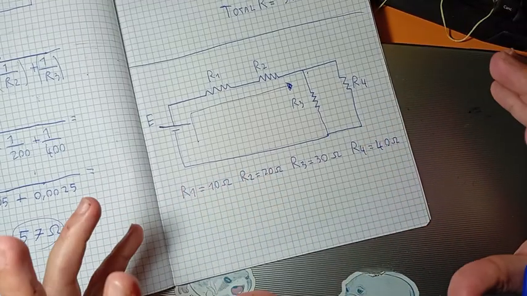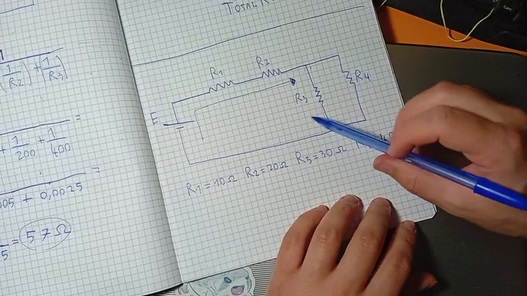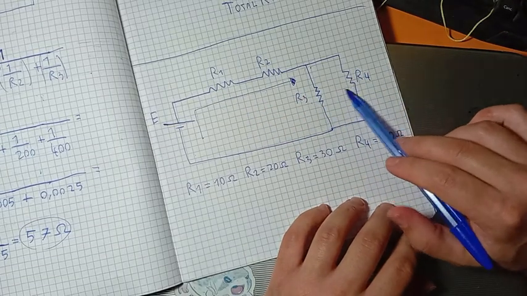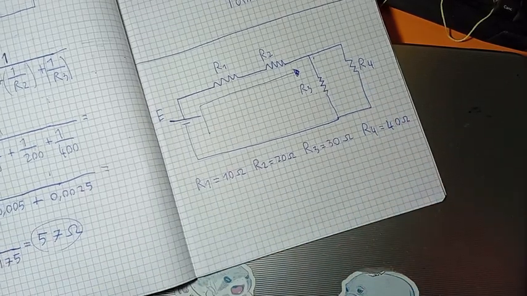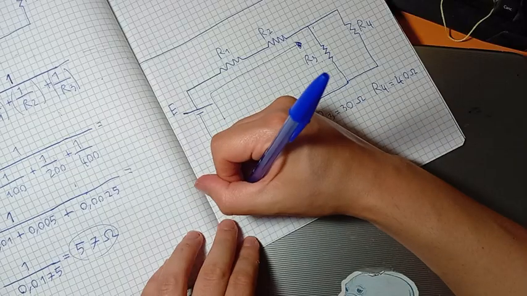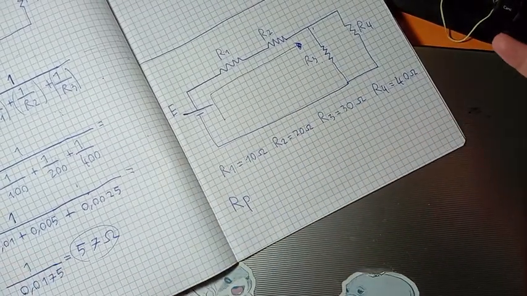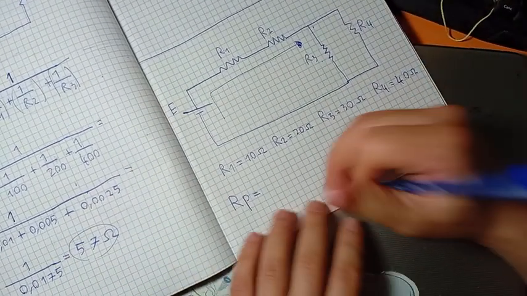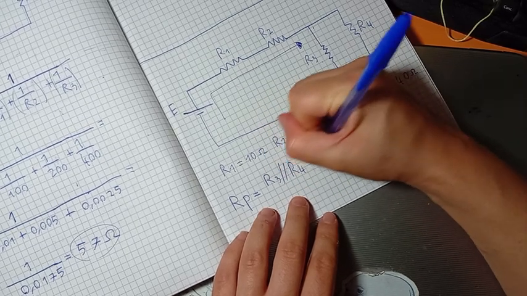How do I calculate the total resistance? Well, in this way, let's begin with the parallel. Okay, I could begin even here, but let's begin here. Okay, we calculate the parallel between this and this one. Okay, and the parallel, we'll call it RP, parallel resistors. We'll call it in this way, and it will be R3 parallel R4.